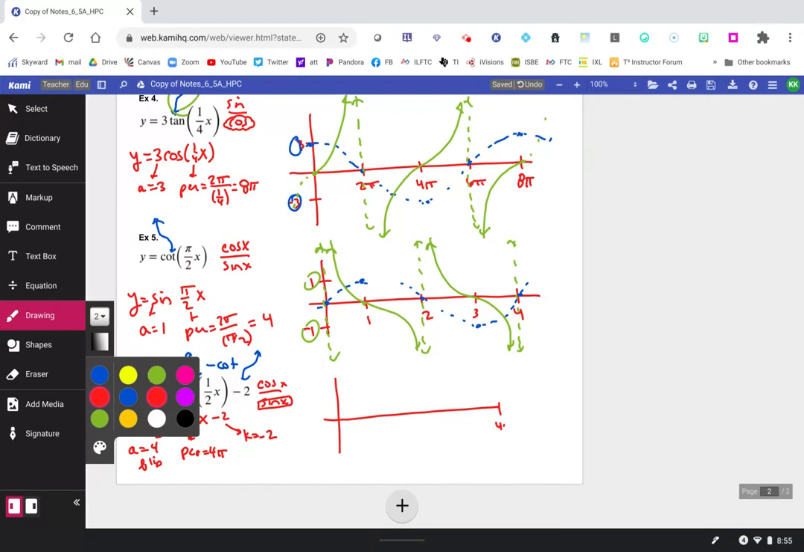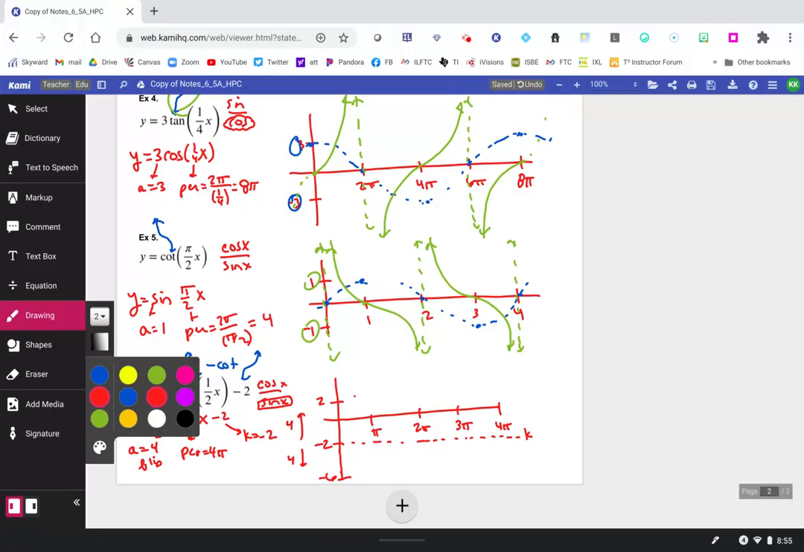Period was 4 pi. And so I've got 2 pi, pi. That was pretty nice as well. 3 pi. Now, my k value was down 2. So wherever I say middle is going to be down 2. So this is my middle line. That's my k line. From k, I go up and down a. So I have to go down 4 and I have to go up 4. That means that the highest point I'll get to is 2, and the lowest point I'll get to is -6.